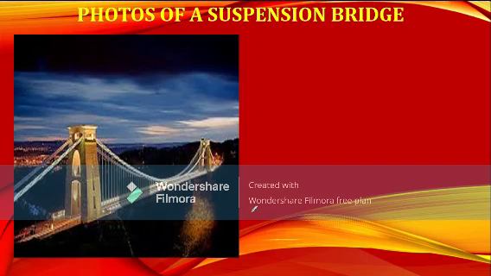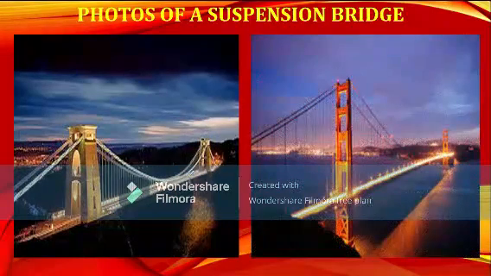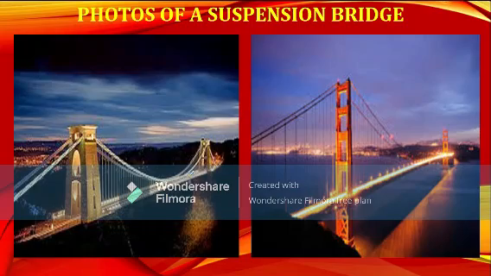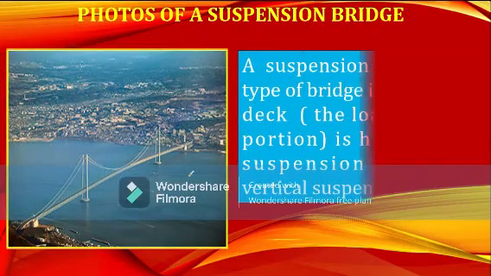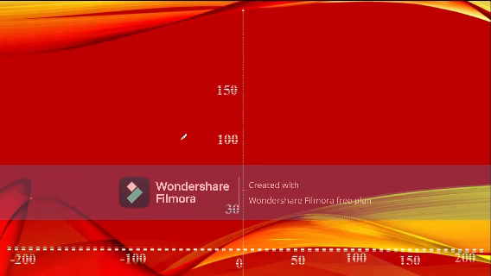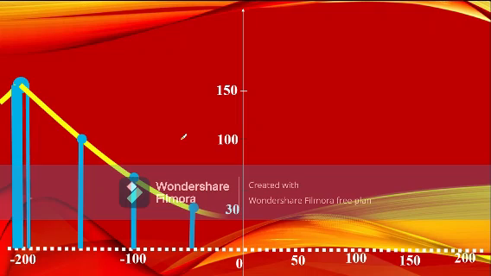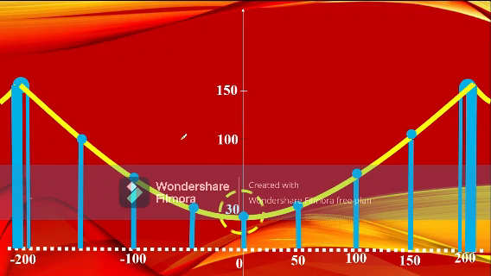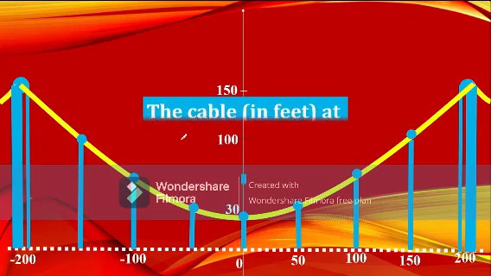Okay, this is the photo of a suspension bridge. I think you have seen this one locally. Okay, this is a suspension bridge. A suspension bridge is a type of bridge in which the deck or the load-bearing portion is hung below suspension cables on vertical suspenders. So as you've noticed, the shape is parabolic. Okay, so we will have it like this. Okay, that is our suspension bridge with the given.